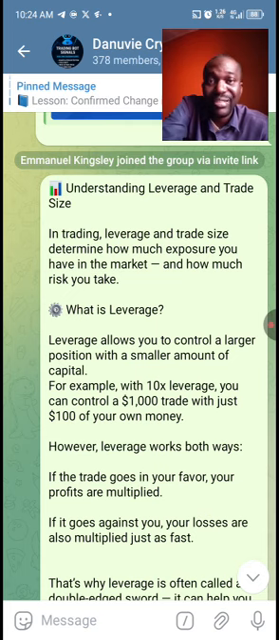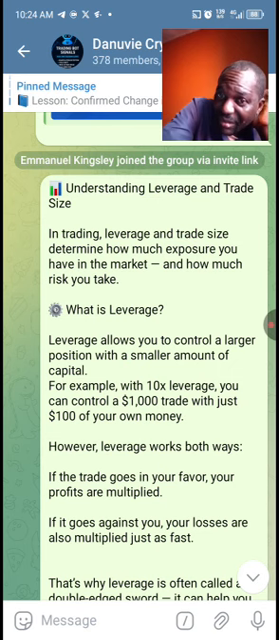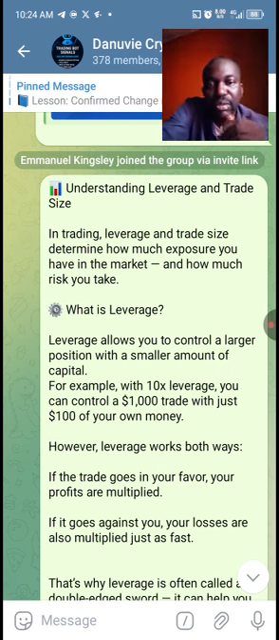Now let's look at the definition of leverage. What is leverage? Leverage allows you to control a larger position with a smaller amount of capital. I think that is straightforward, so I don't need to go deep into it. For example, with 10x leverage, you can control a $1,000 trade with just $100 of your own money.